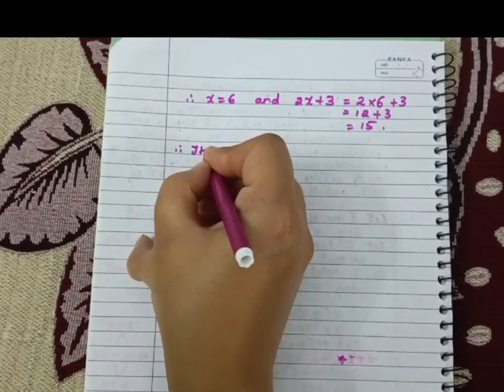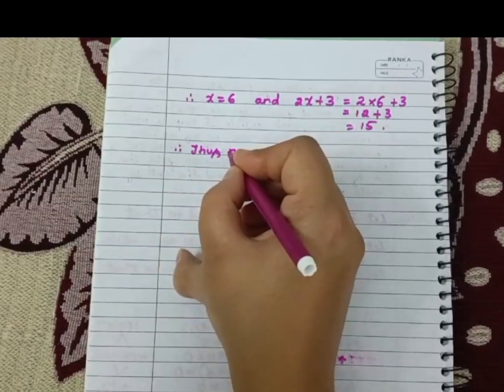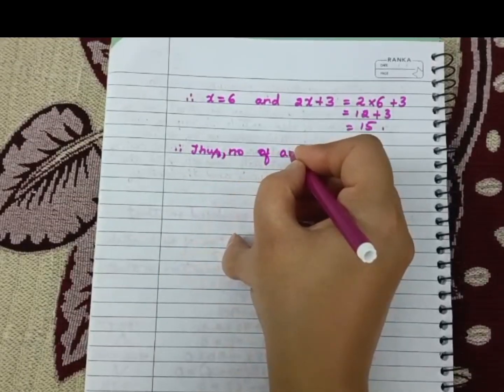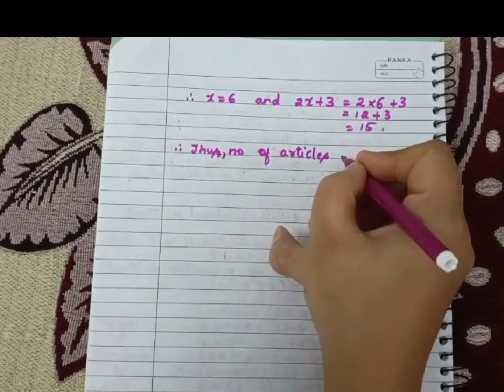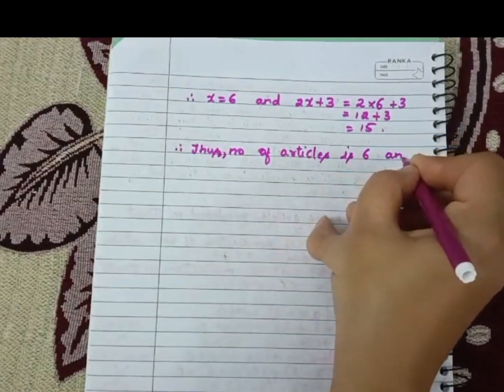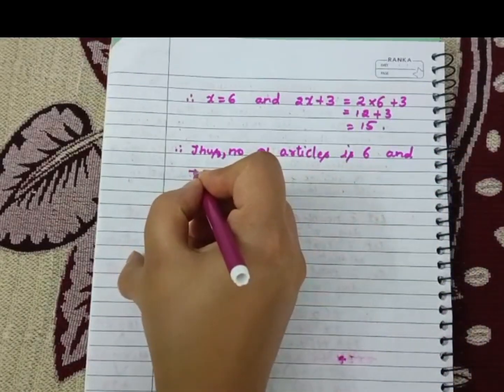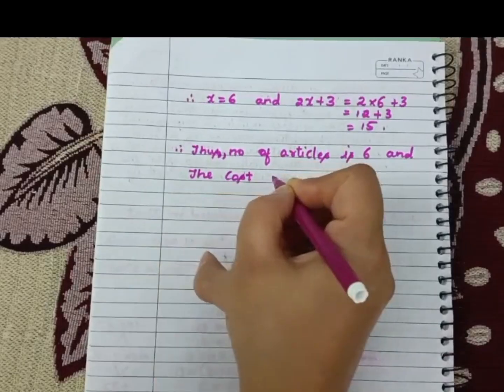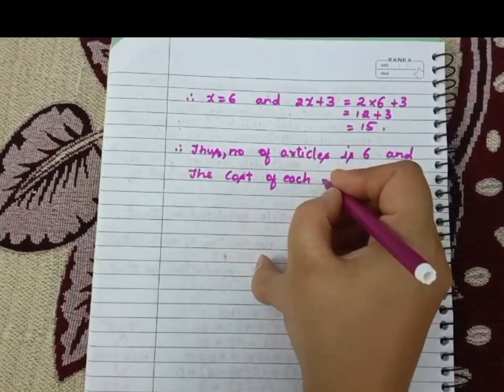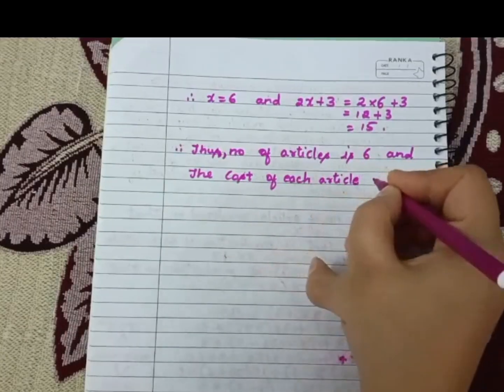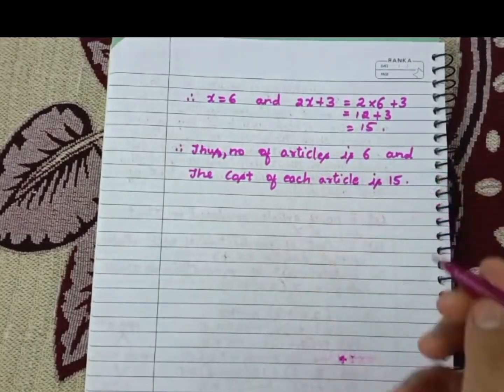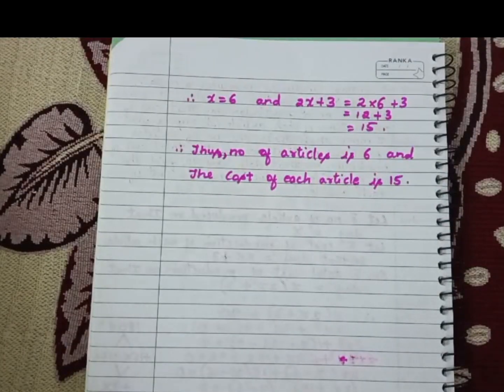Therefore, the number of articles is 6 and the cost of each article is 15. So this is the sixth answer complete. So exercise 4.2 is completely done in part 1 and part 2.